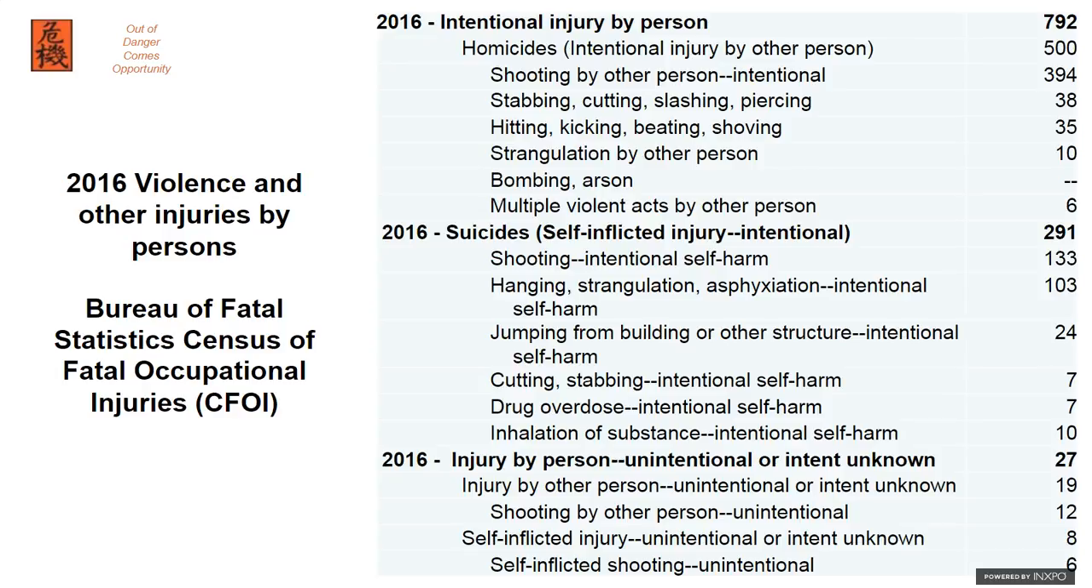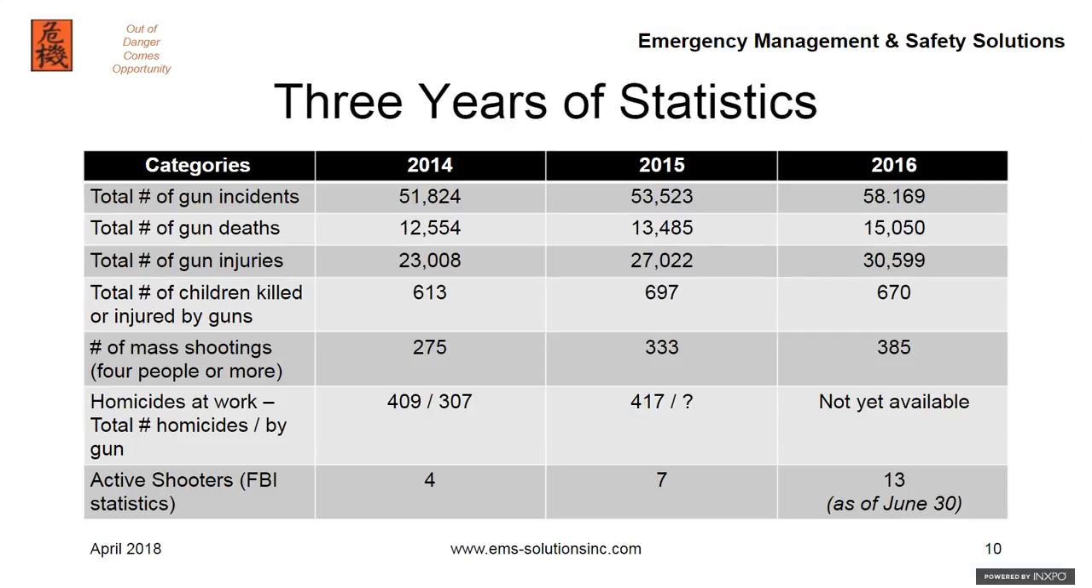The vast majority of the injuries that were committed by a person were done by shooting, as you can see by looking down my list, but there was also other ways that people were trying to kill each other. There's also self-inflicted injuries that occur, and then there's also injuries that are unintentional or with the intent unknown. And I would encourage you to actually Google that because it gives you some good statistics to look at, just by Googling the Bureau of Fatal Statistics.